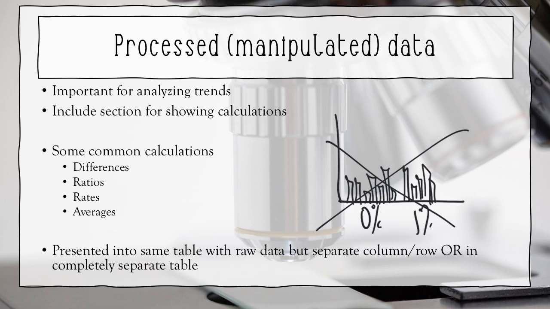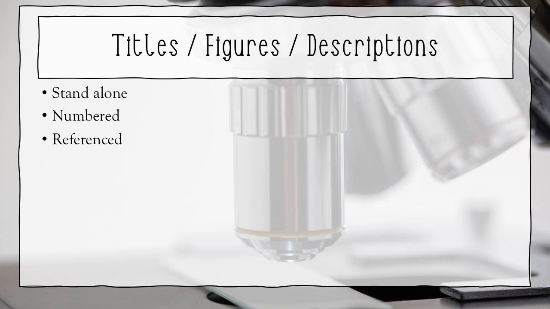You're going to make sure that you put it either in the same table as your raw data, but clearly distinct, clearly separated, clearly indicated, or you can put it in a new data table. I don't care either way. And only then are you going to actually make your graph.